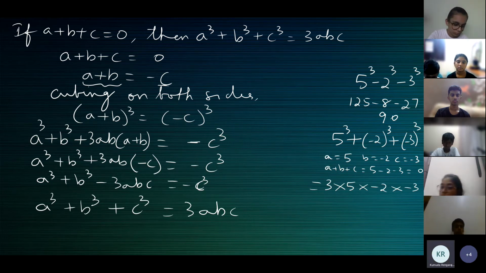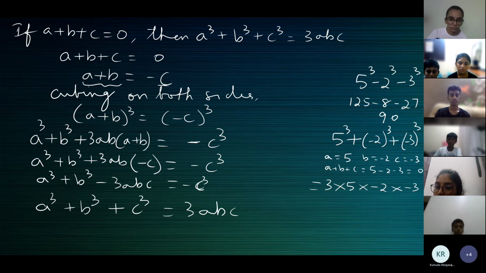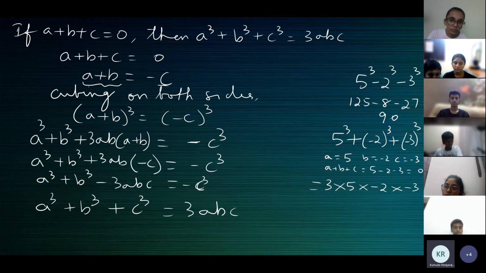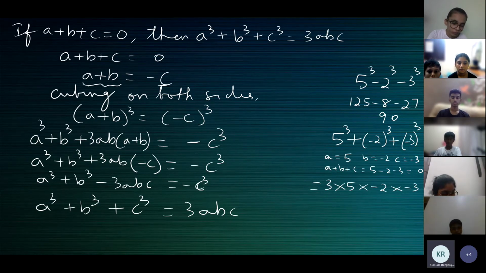Yes, children? Got it? Yes, ma'am. So what you see is when you calculate the usual way without the identity, we get 90. The same thing you should get using the identity, and we get 90. But before you use 3abc, you must show that a plus b plus c is 0. So 3 5s are 15, 15 6s are 90, and minus into minus is plus, so 90.